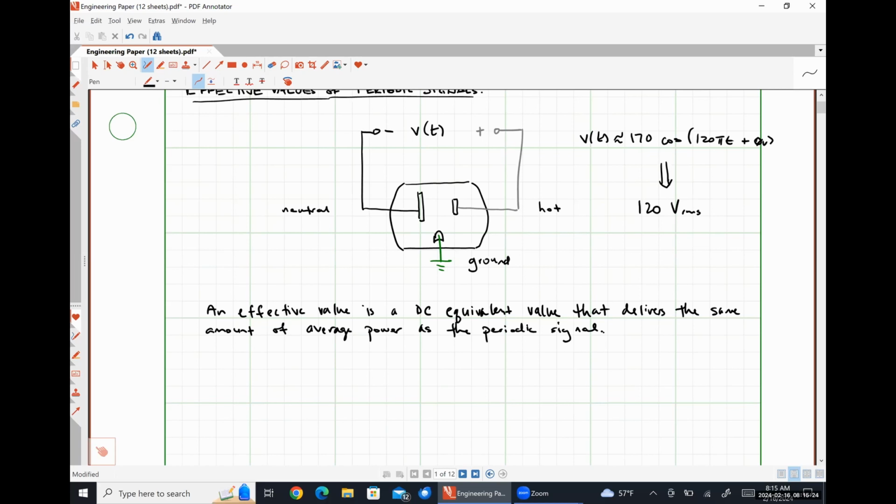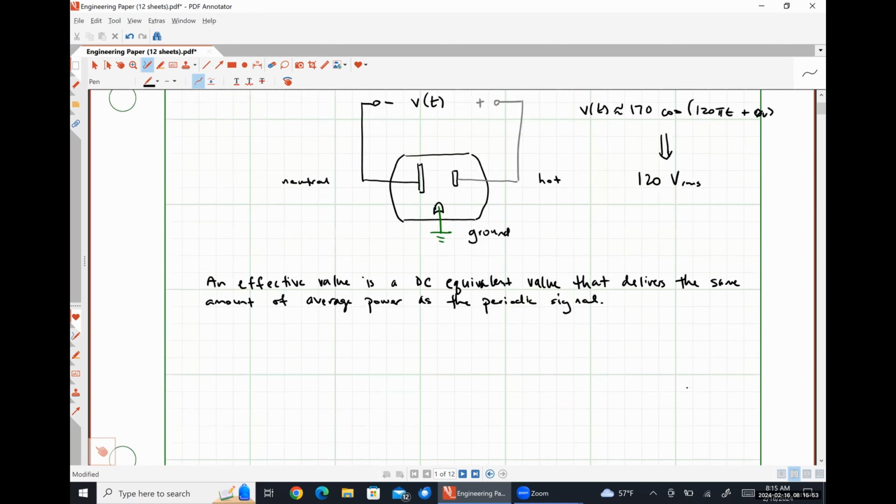So what this means is that if we were to connect a sinusoidal voltage source having approximately 170 cosine 120 pi t plus some phase angle theta v volts to some load, and we were to measure the average power drawn by that load, it would be effectively the same thing as if we replaced that voltage source with a 120-volt DC source, okay? So that's all an effective value is, it's just kind of a DC equivalent representation. So let's figure out what the relationship between these two numbers is, okay?